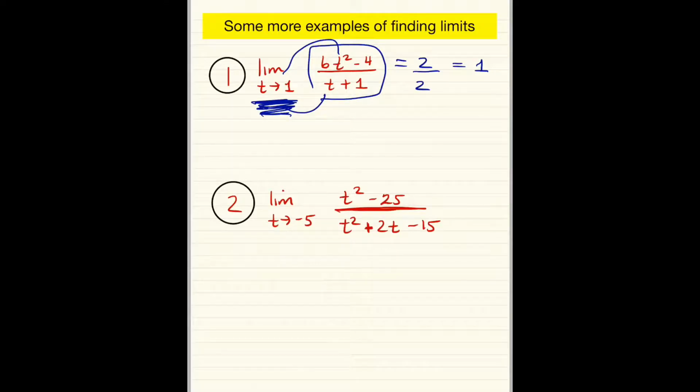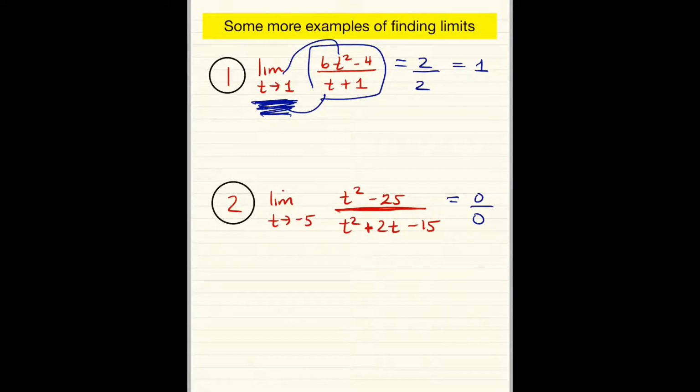In the second problem, you still start the same way. You use direct substitution. First, you plug in the negative 5. Negative 5 squared is positive 25. Minus 25 is 0. In the denominator, you're going to plug in negative 5 again, and you're also going to get 0 because 25 minus 10 minus 15 will give you 0. Anytime you get 0 over 0, you have to do one of 3 things. First, see if you can factor it.